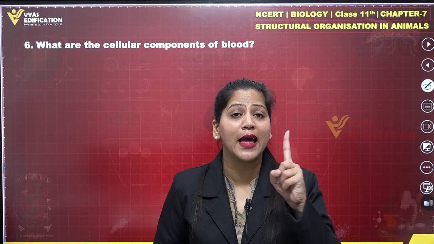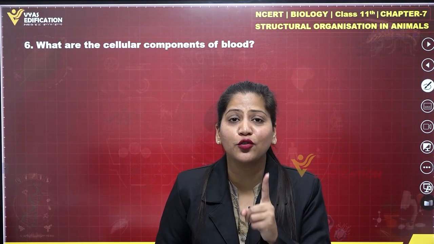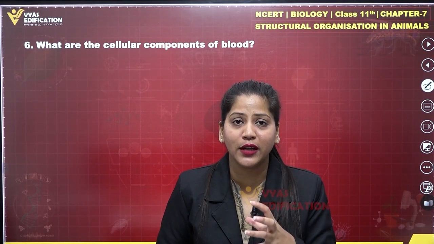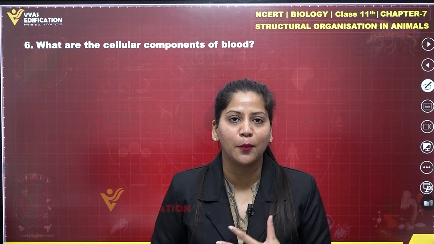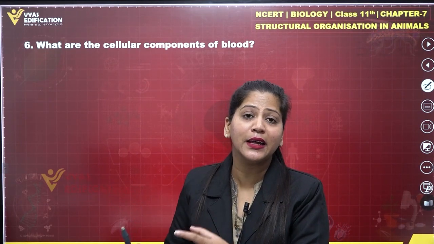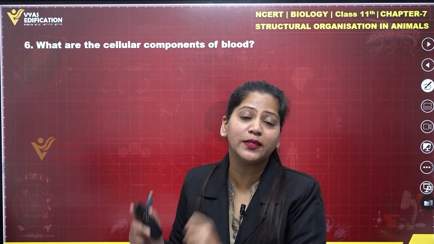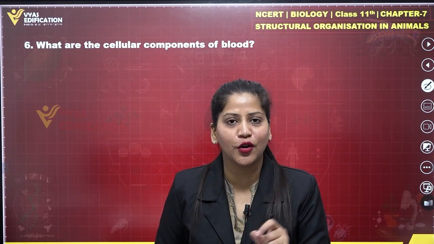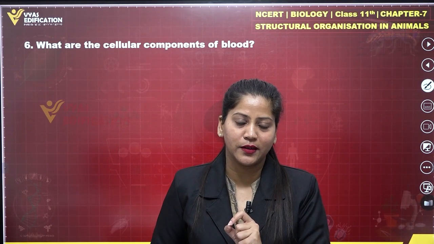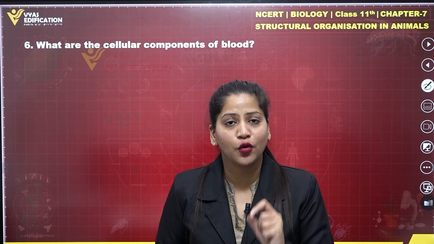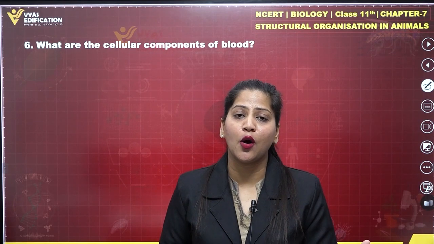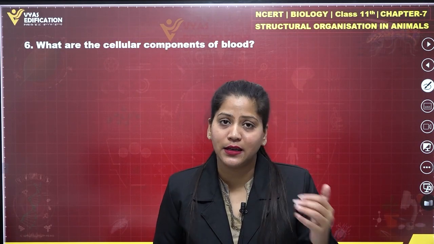What is the function? They help in killing the microorganisms which are causative organisms for various kinds of diseases in our body. They help us in fighting with them, right? So this is the main function of leukocytes or WBC. Moving on to the last cellular component of blood, that is thrombocyte, which we can also call platelets, right?